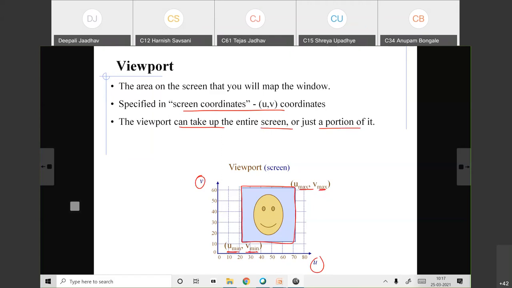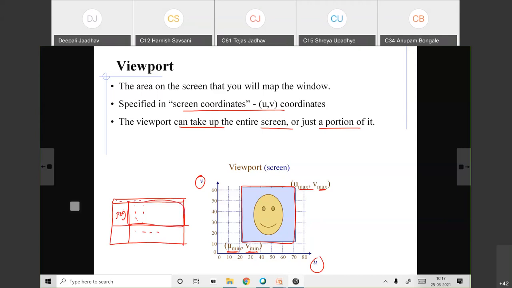A simple example of window and viewport is the Code::Blocks IDE. In Code::Blocks, the upper one is a window divided into different windows like this. It has a project window, then some menus are given: file, edit, view, etc. Then here you write your program code, and here you can see the output window. In this way, the entire window is divided into subparts according to its functions.